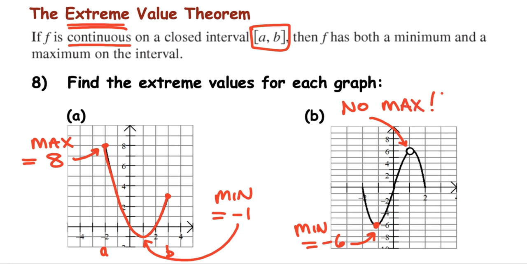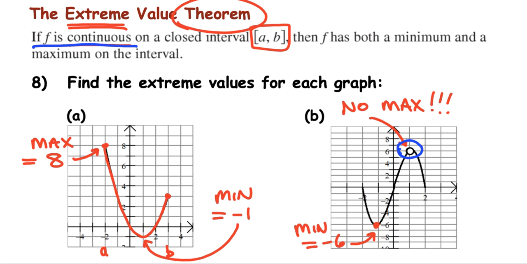Which makes me say, wait, I thought this thing was supposed to be a theorem. How come it failed? And the answer is it didn't fail. It just simply didn't apply here. The extreme value theorem says if the function is continuous, well, there's a discontinuity here, so you can't use the extreme value theorem. So there doesn't have to be a max and a min. There was a min, there is no max.